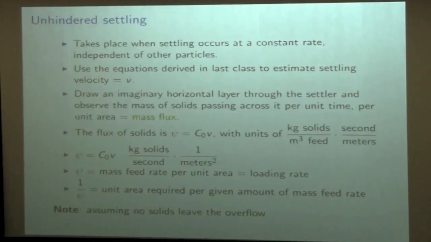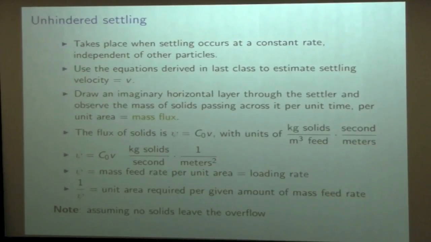Okay, so here's where we're going to look at the preliminary design for the cross-sectional area. In an unhindered settling environment, we have material settling at a constant rate. And even if it's hindered settling, we can calculate some average rate of settling for the material. We'll look at that in the exercise in the next bit. But what we've got is this material settling down at some constant rate through the basin.